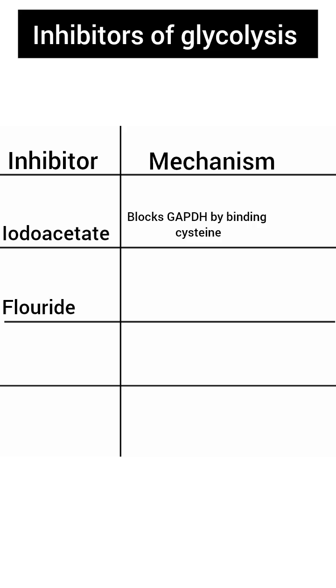We also have fluoride. How does fluoride inhibit glycolysis? Fluoride inhibits glycolysis by inhibiting the enzyme enolase, which forms a fluorophosphate complex, therefore halting the conversion of 2-phosphoglycerate to phosphoenolpyruvate.